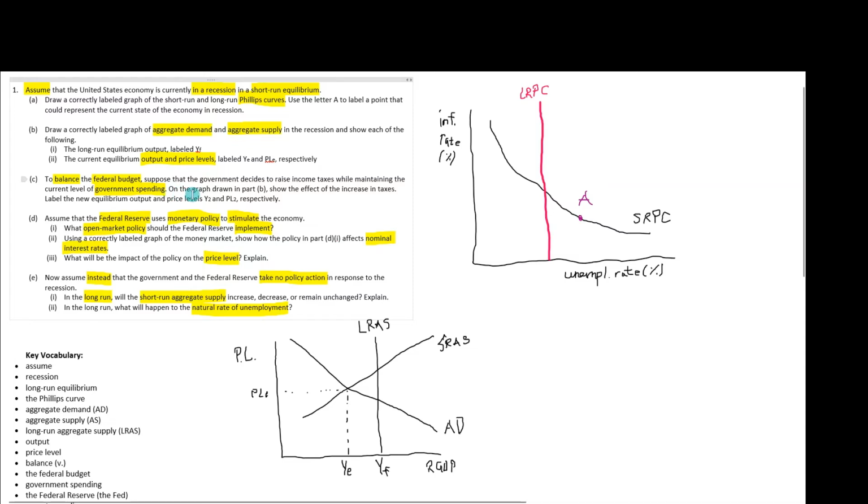Remember your AD curve, you can think of that as GDP, and one of those components is the C in consumption. There's no change to the G, which is government spending, but there's going to be a decrease in C, so that's going to reduce aggregate demand. So let's just draw that right here.